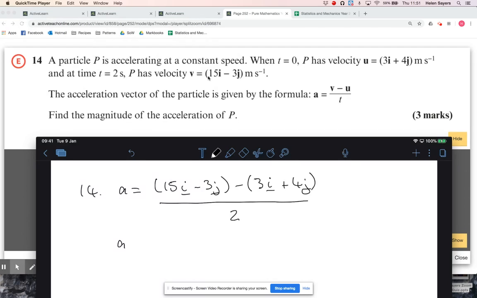Okay, so acceleration is going to be 15i minus 3i, so 12i, minus 3 minus 4j. Just be really careful with that minus there. So minus 7j, all over 2, so 6i minus 7 over 2, or 3.5j. Okay, so that's acceleration, and then this comes up a lot.